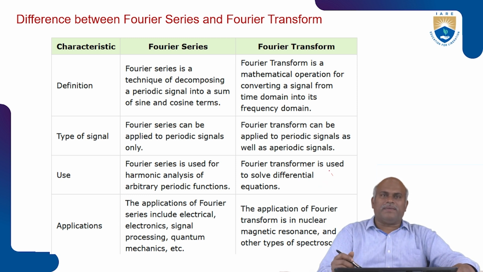Next, we go to the application. The applications of the Fourier series include electrical, electronics, signal processing, quantum mechanics, etc. Wherever we are using analog conditions, we can adapt the Fourier series. But the Fourier transform is used in nuclear magnetic resonance and other types of spectroscopy applications. So this one is used for high-end cases. When a non-periodic signal is received, in those cases we apply the Fourier transform. This is the difference between the Fourier series and the Fourier transform.